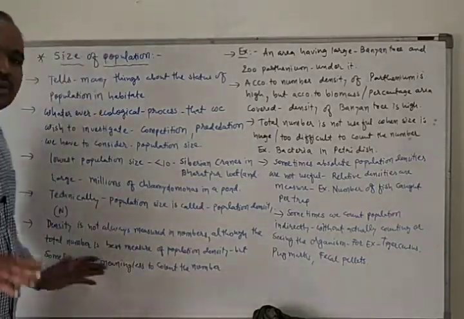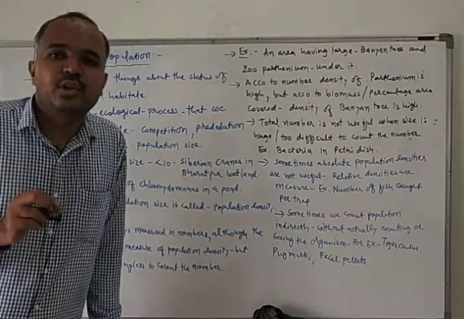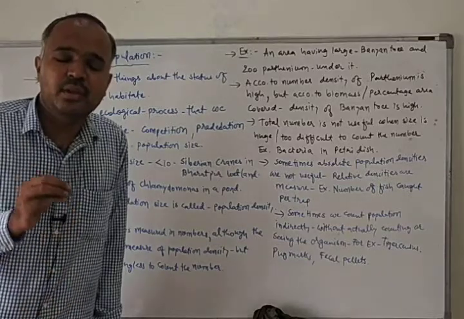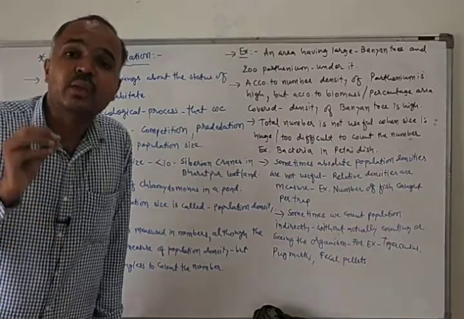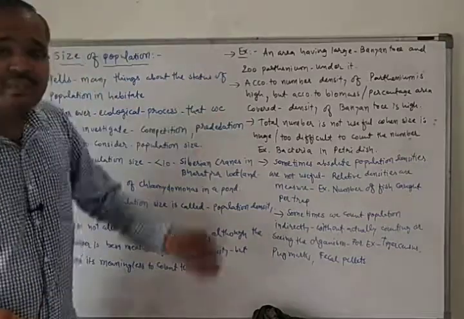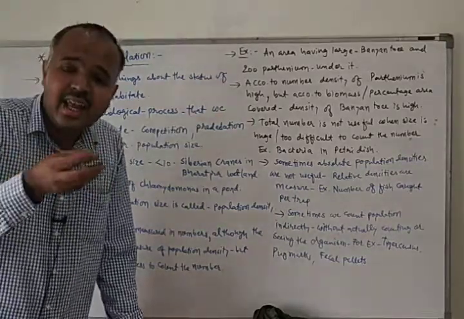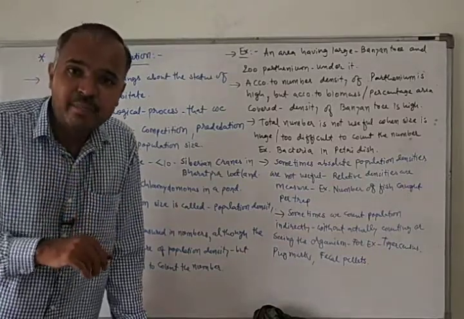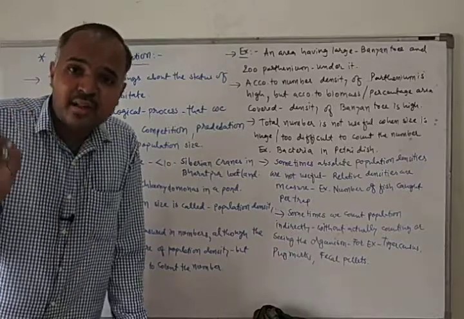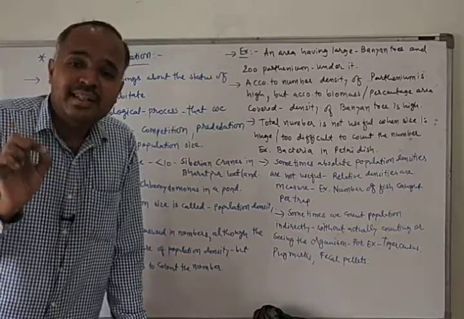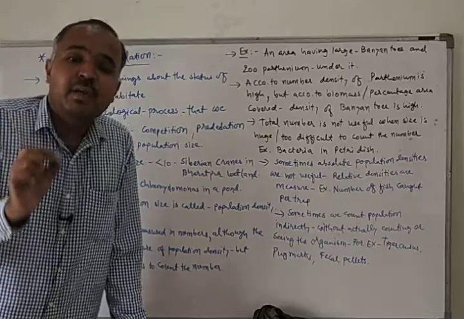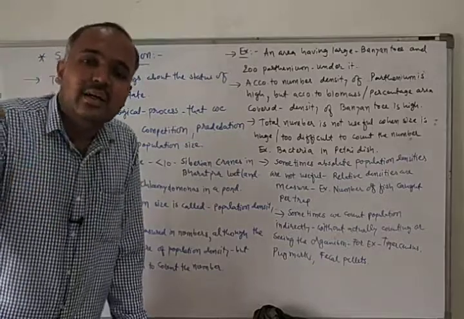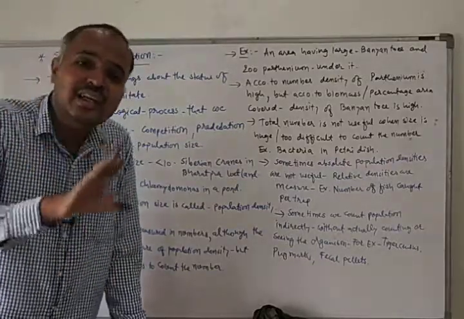And although the total number is the best measure to count the population density, it is not useful always. Okay, total number is not always useful to indicate the population density. Example is, say for example, an area which has a large banyan tree and 200 partheniums are growing under it. If we count the total number, then we will say that the density of the parthenium is high. But if we consider the biomass and the percentage area covered, then we will say that the density of the banyan tree is very high.